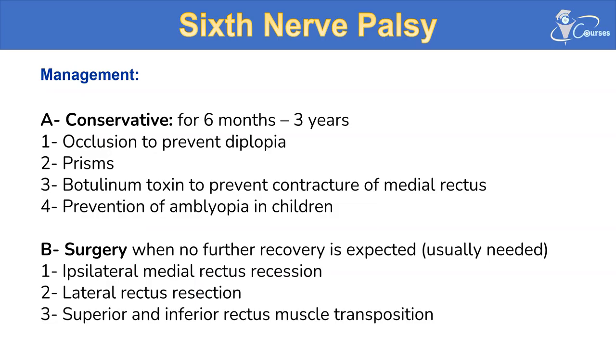So what will be the role of surgery here? The surgery is done when no further recovery is expected, like if there is a tumor causing destruction of the sixth nerve, so it is unlikely that it will improve. So you can do ipsilateral medial rectus recession, weakening the medial rectus to align the eye in the primary position, or you do lateral rectus resection if there is still residual power in the lateral rectus, or we can do superior and inferior rectus muscle transposition.